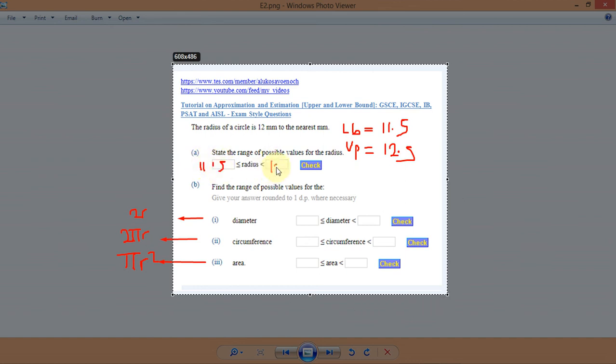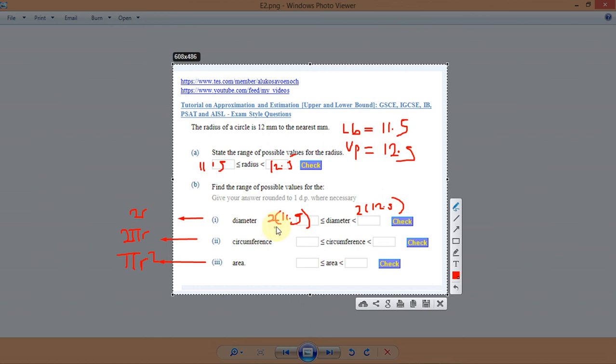Guys, don't forget, I'm not going to waste my time now. When you come to the diameter, you just do your lower bound and upper bound, which will be 2 times this. Let me just put it there: 2 into 11.5. So guys, just finish up. And this also will be 2 into 12.5. That's what you're going to get there.